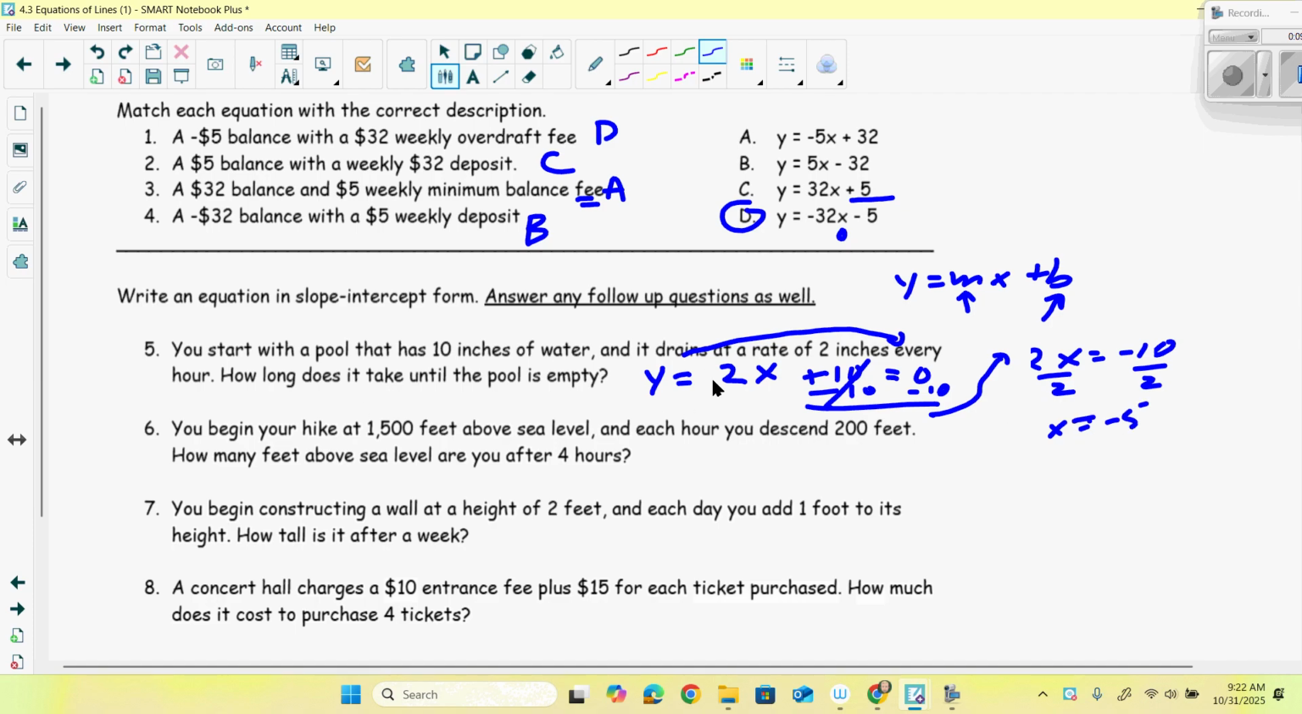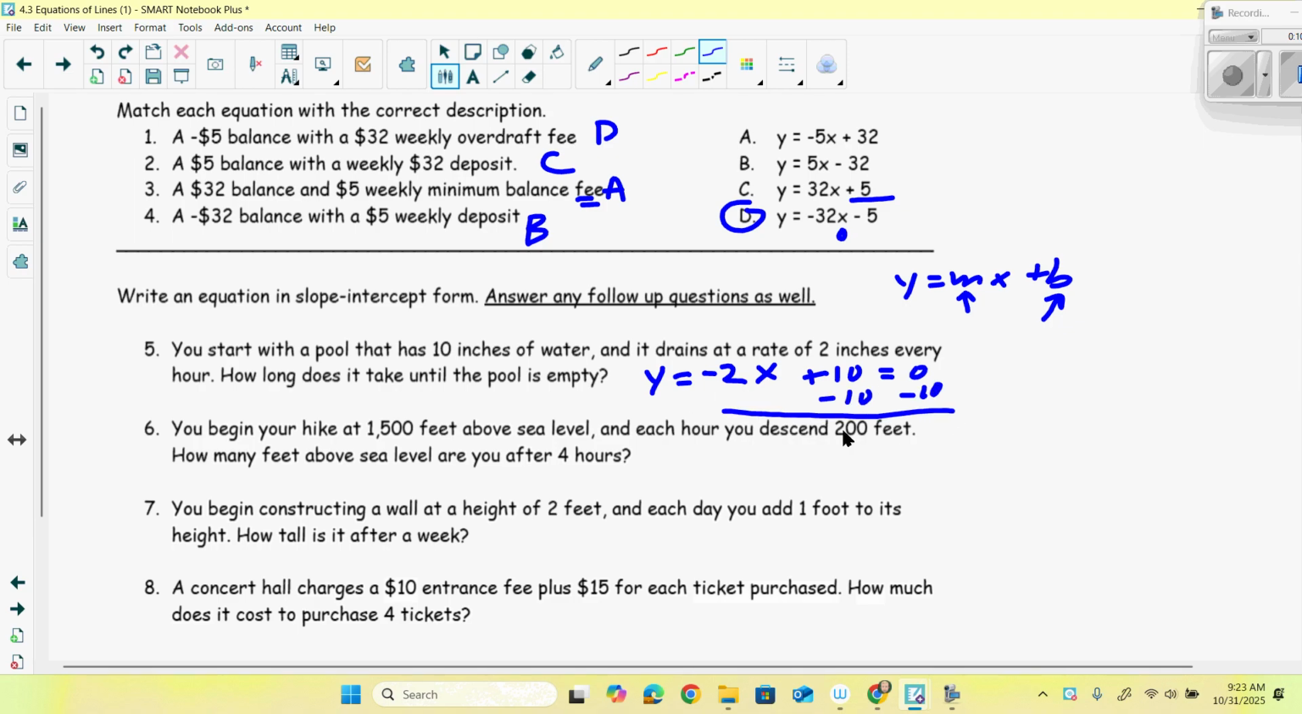That doesn't seem quite right. You know what you got to do? If this thing is draining, that means the slope is negative. So we got to put a negative there. Now I'm going to set it equal to 0, subtract 10, and I get negative 2x equals negative 10. That's kind of weird looking, but we divide by a negative, and we get x equals 5.